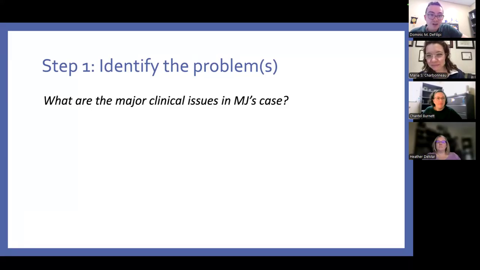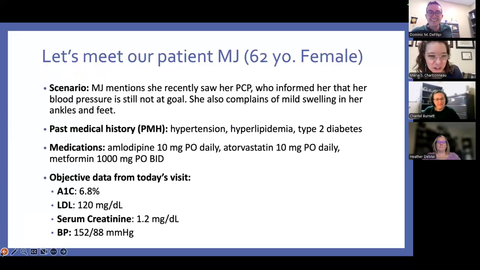I've got A1C in the chat. Okay, so what are the clinical issues with the A1C? And also asking if we could see the case again. Sure. Yep, absolutely. All right, so what are the major clinical issues for MJ?